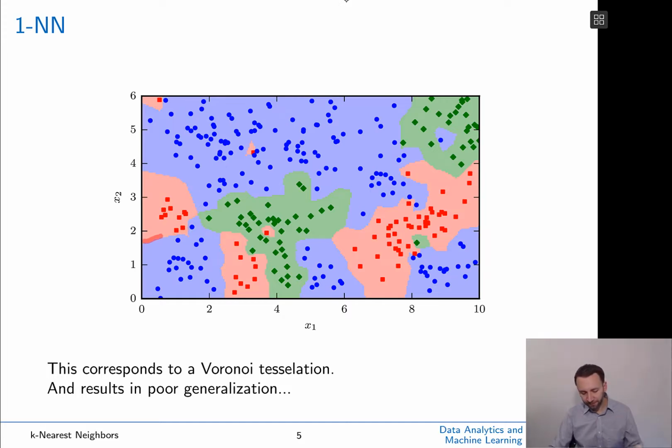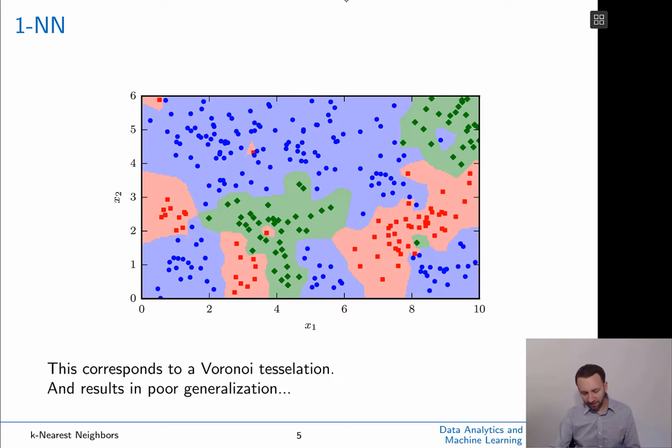The result we get from a 1-NN classification more or less corresponds to a Voronoi tessellation of our space. We have our training instances, and we do some kind of Voronoi tessellation to find these regions. And as you already see in this plot, this indeed leads to very poor generalization.